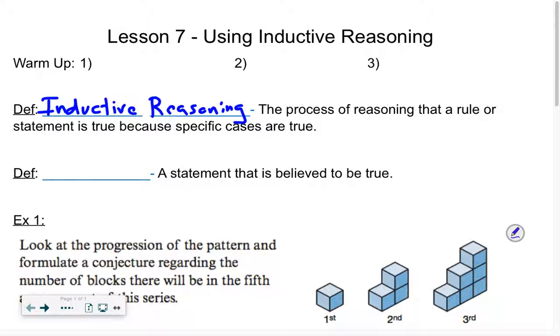So certain events have taken place that cause us to come to the idea that, hey, this is definitely going to happen. We use it all the time. Statement that is believed to be true, that is called a conjecture.